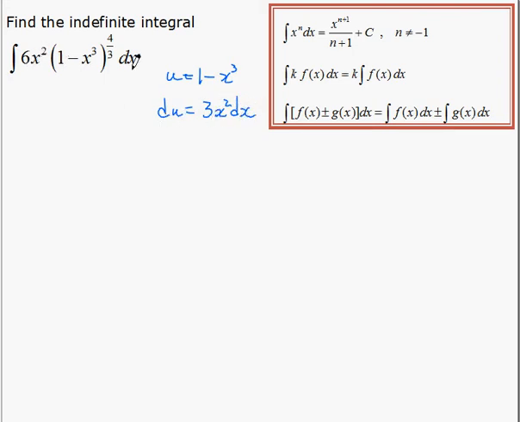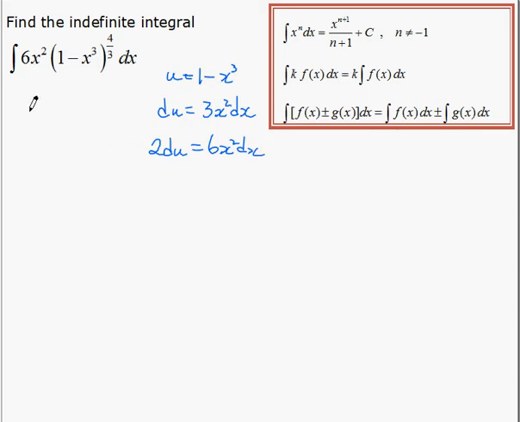So 6x squared dx we have in our question. Here we only have 3, so we need 2 more. So one way to do that is to multiply both sides by 2. So 2 du is 6x squared dx.